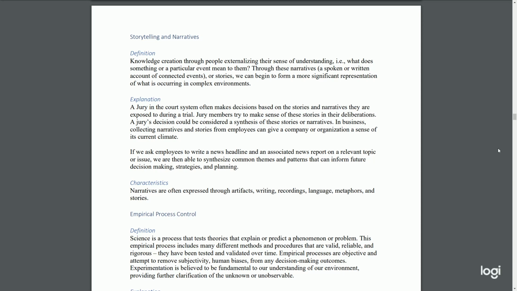Empirical process control. Definition. Science is a process that tests theories that explain or predict a phenomenon or problem. This empirical process includes many different methods and procedures that are valid, reliable, and rigorous. They have been tested and validated over time. Empirical processes are objective and attempt to remove subjectivity, human biases, from any decision-making outcomes. Experimentation is believed to be fundamental to our understanding of our environment, providing further clarification of the unknown or unobservable.